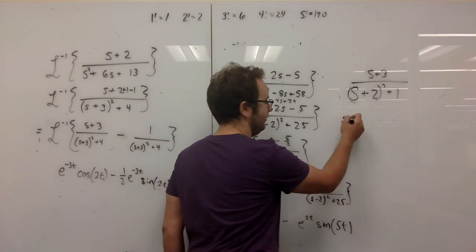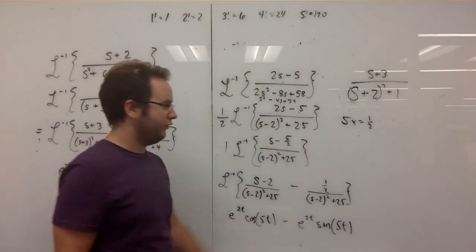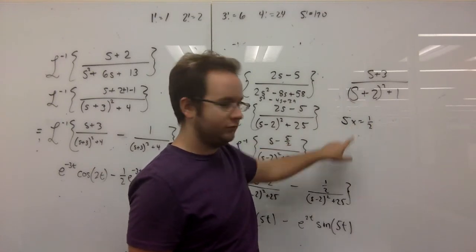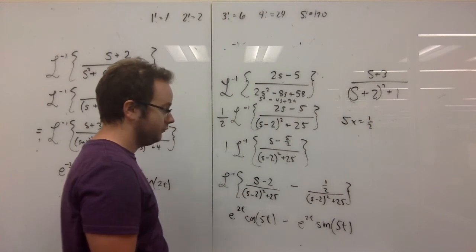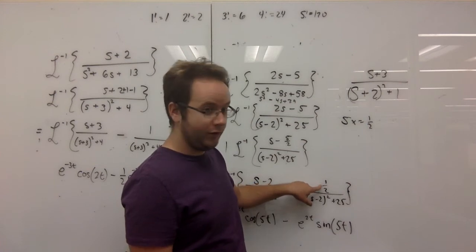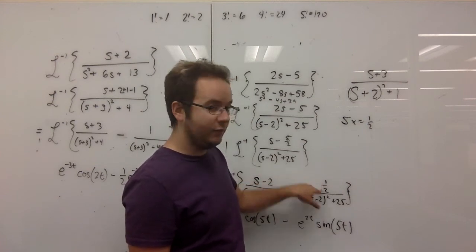5 times what is 1/2? Solve for x. Wouldn't you just do 5 over... Oh, never mind. What should be here? 5. But what is here? No. What did I multiply? What must have been multiplied by 5 to get 1/2?